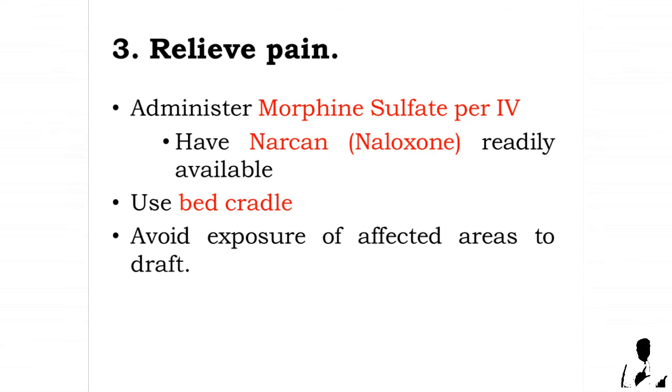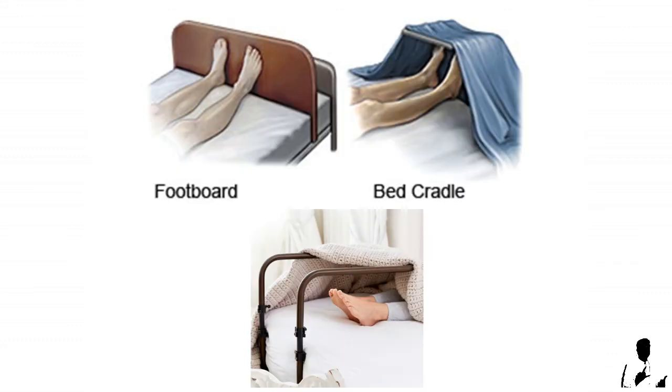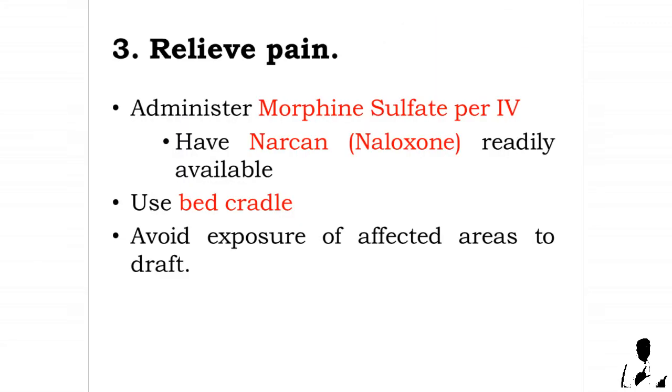3. Relieve pain. Administer morphine sulfate per intravenous as prescribed. Monitor the client for respiratory depression. Have Narcan, naloxone, readily available. This is the antidote of narcotics. If respiratory depression occurs, use bed cradle to relieve pressure from the top sheet and to prevent sticking of exudates to the top sheet. Avoid exposure of affected areas to draft. Sudden gush of wind causes hypersensitivity of exposed nerve endings. Close the door of the client's room.